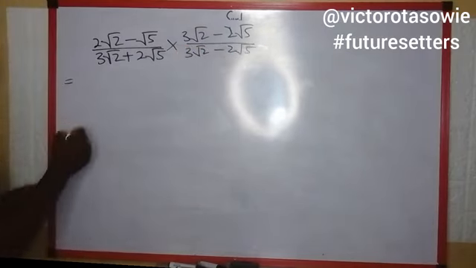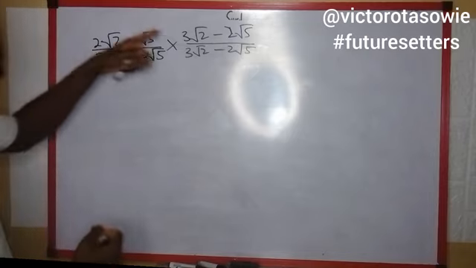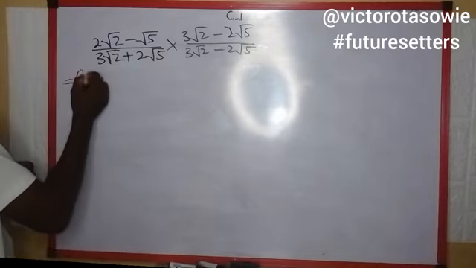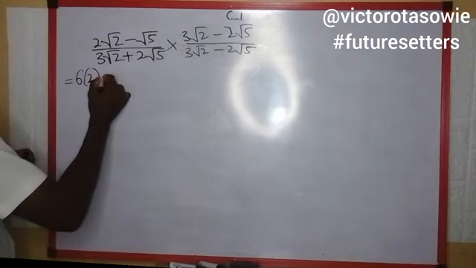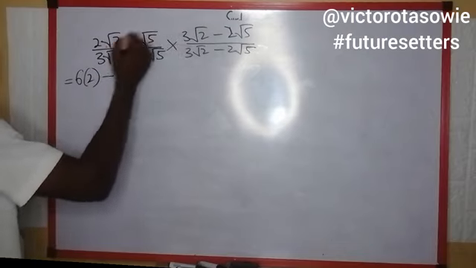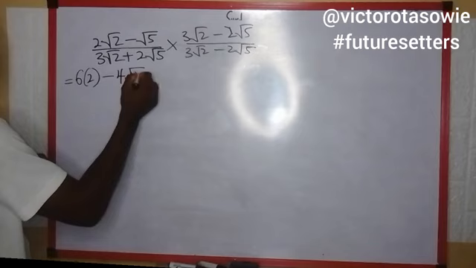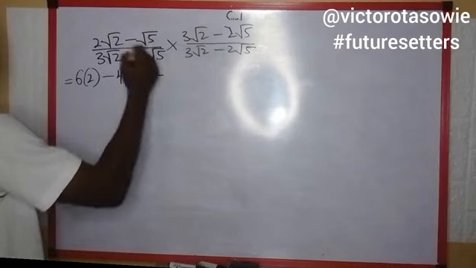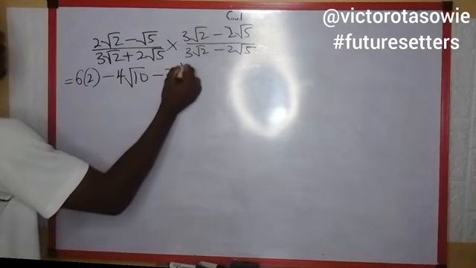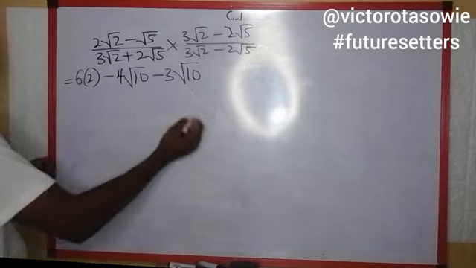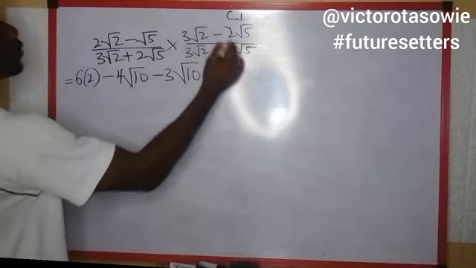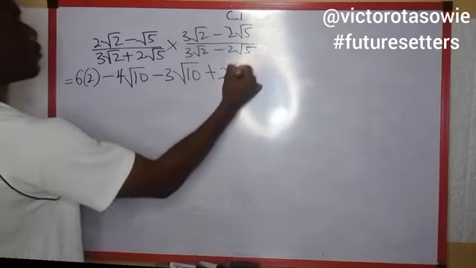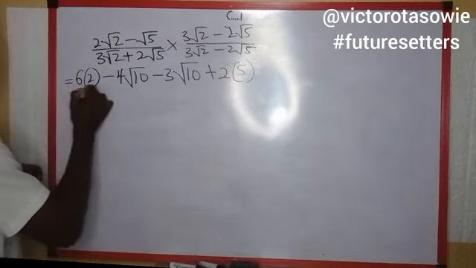So to analyze this, we have 2 times 3, which is 6. Root 2 times root 2 is 2. Now the next part, we have 4. Root 2 times root 5 is what? Root 10. Minus 3. 3 times 1 is 3. 5 times 2 is what? 10. Root 10. And here we have minus times minus, which is plus. Now we have 2 in front. 2 times 1, which is 2. Root 5 times root 5, which is 5.